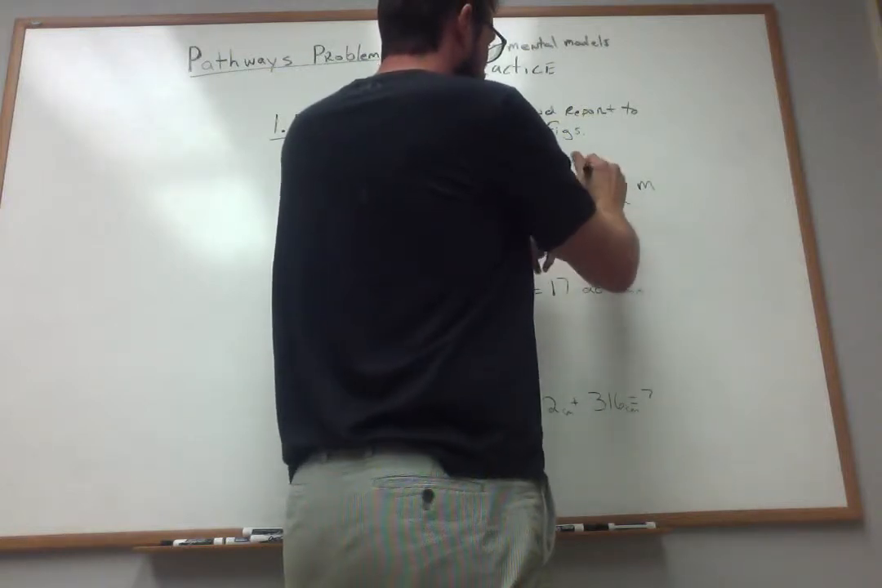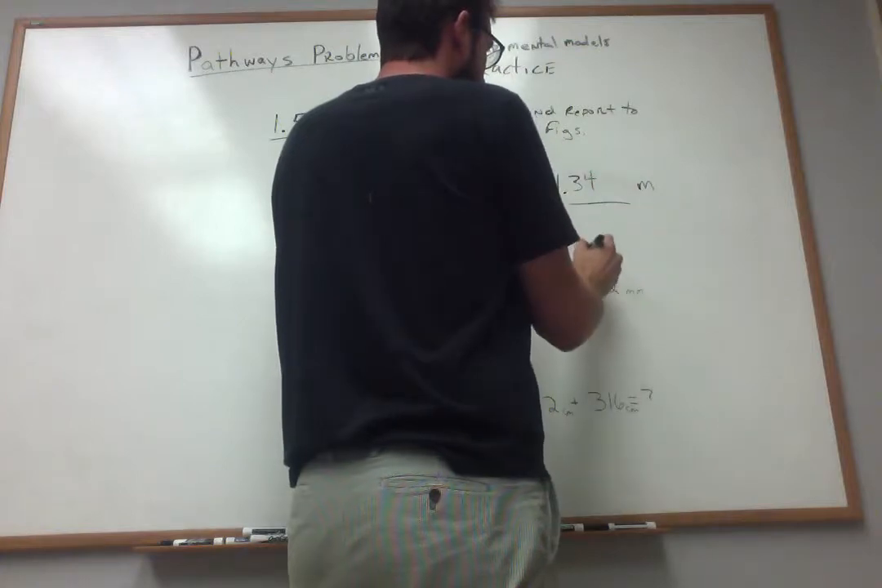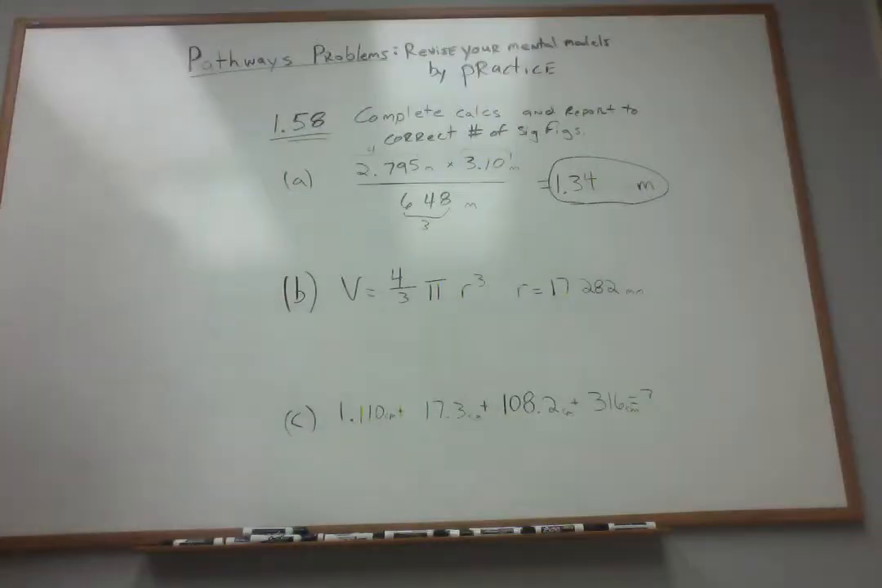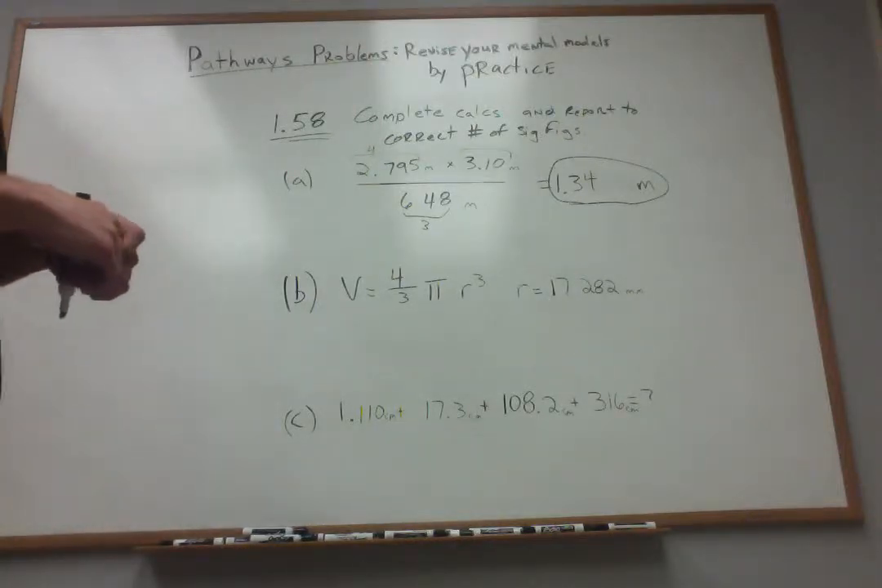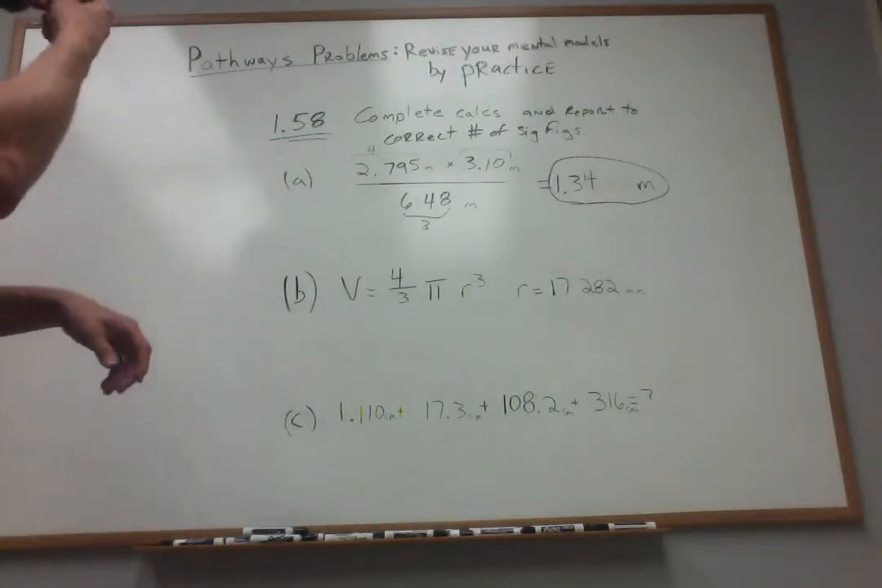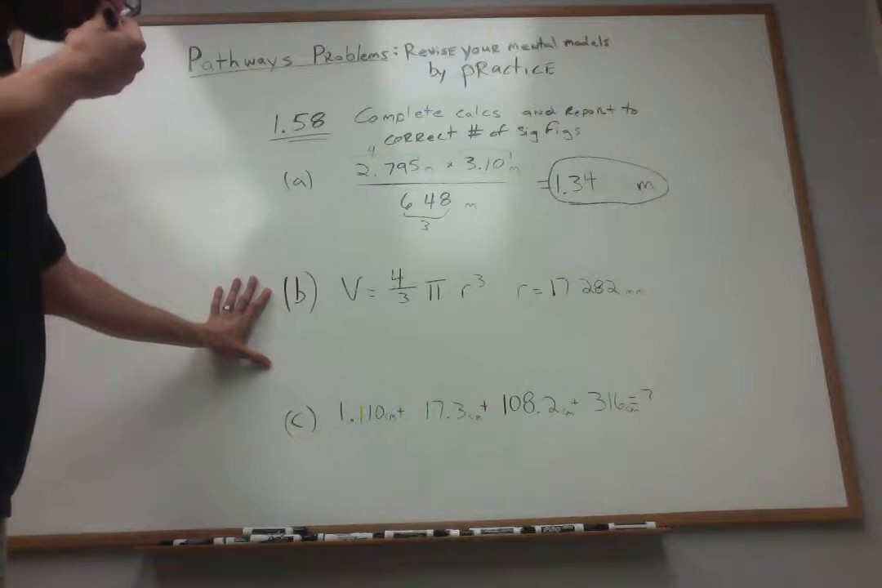As a consequence of the sig fig rule, I should report my answer to this computation as 1.34 meters. It's got 3 sig figs, the same as the least precisely known value in the numbers that I'm combining. Okay, so moving on then to letter B.